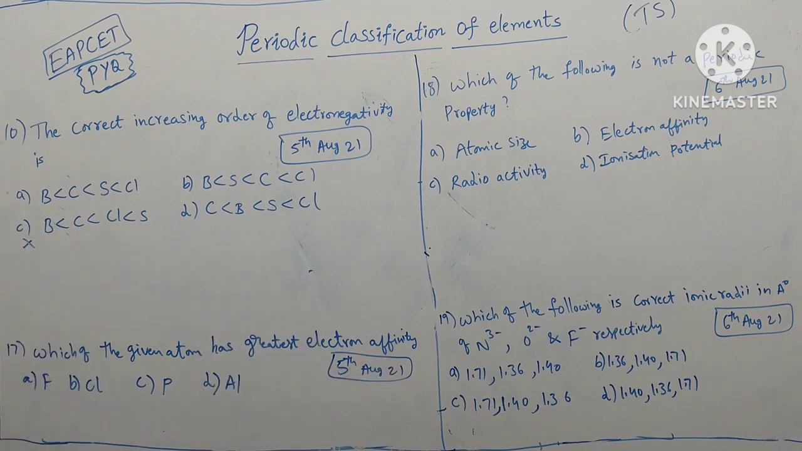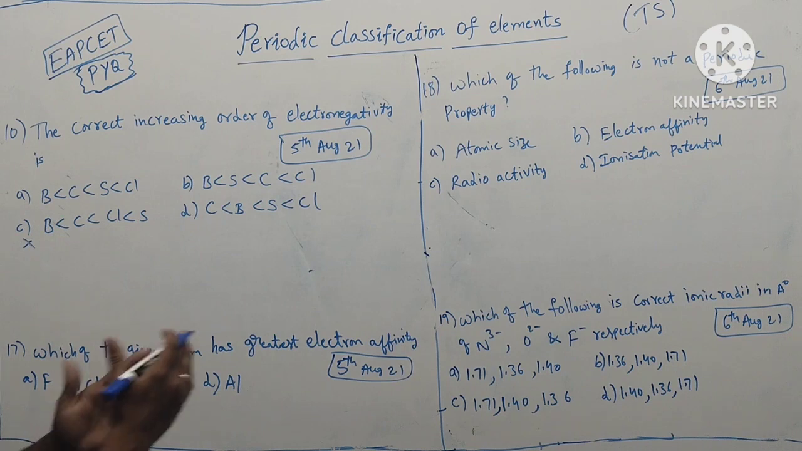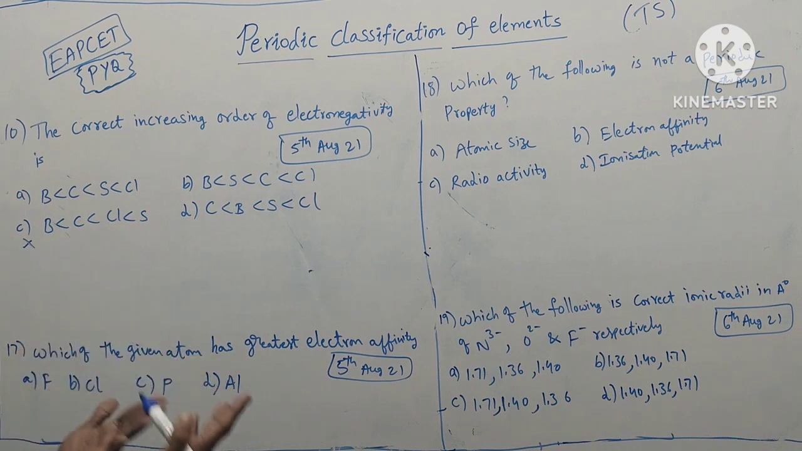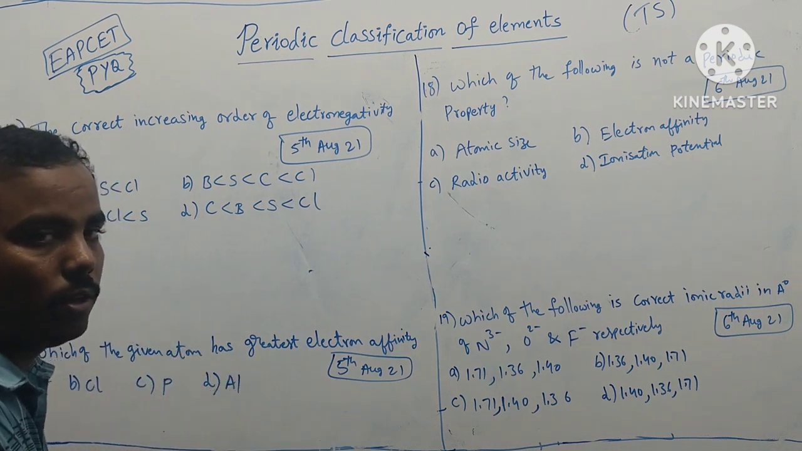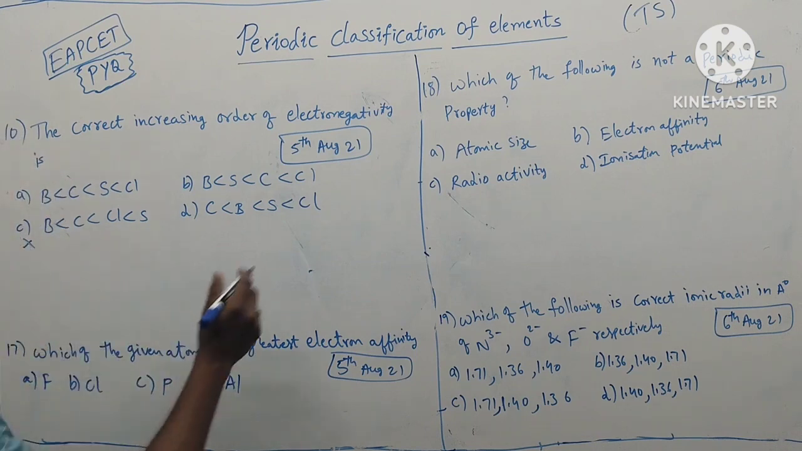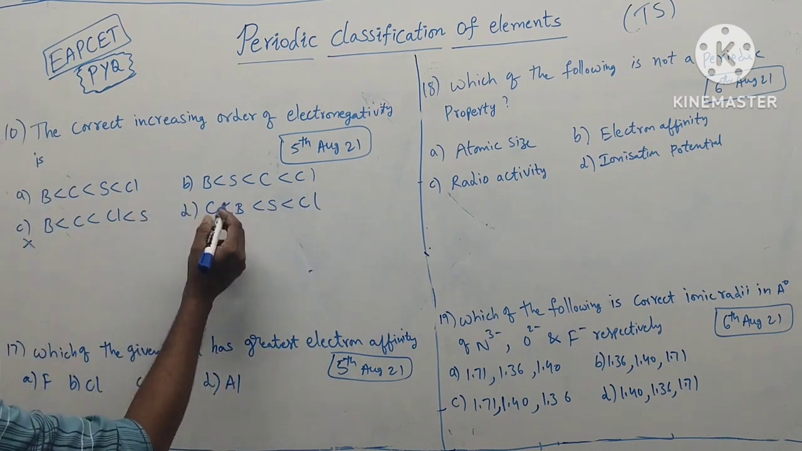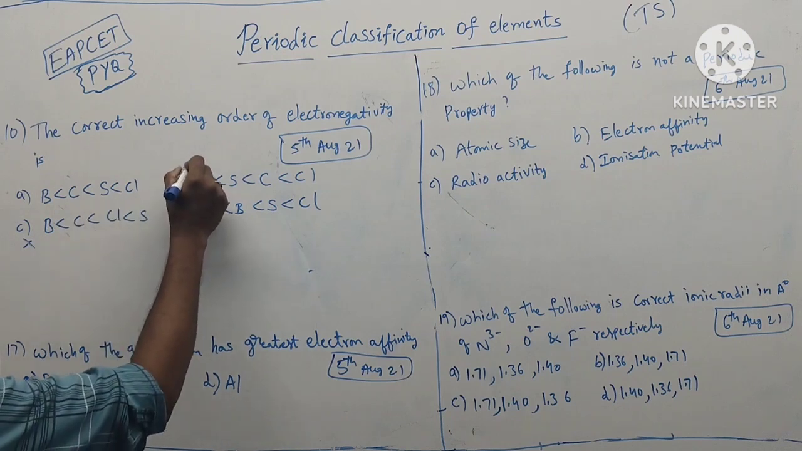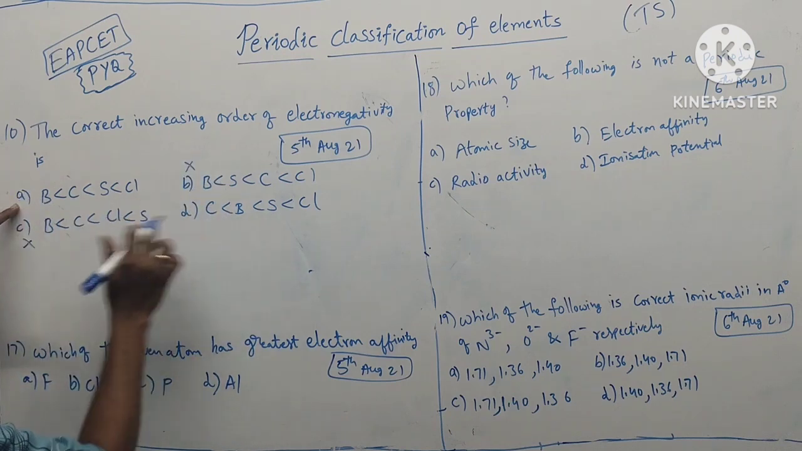After that, 16th group elements, oxygen, sulfur. Oxygen has the highest electronegativity. After oxygen, sulfur, and sulfur comes after chlorine. So B is eliminated. A and D remain.